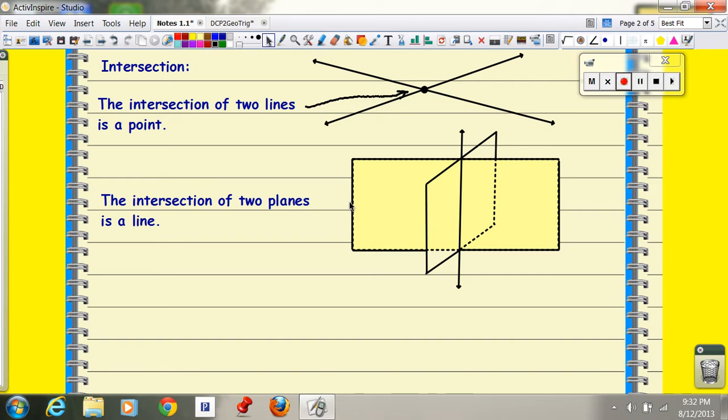When 2 planes intersect, if this plane intersects with this plane, the intersection is a line. So when I connect these 2 planes together, this line is the intersection of those 2 planes. It's like when 2 corners of your room come together. The actual corner of the room is a line. The 2 walls are the 2 planes, and the corner is the line. So a line is what you get when 2 planes intersect.